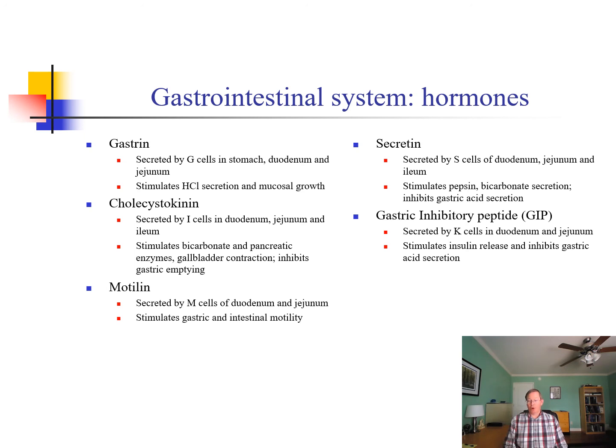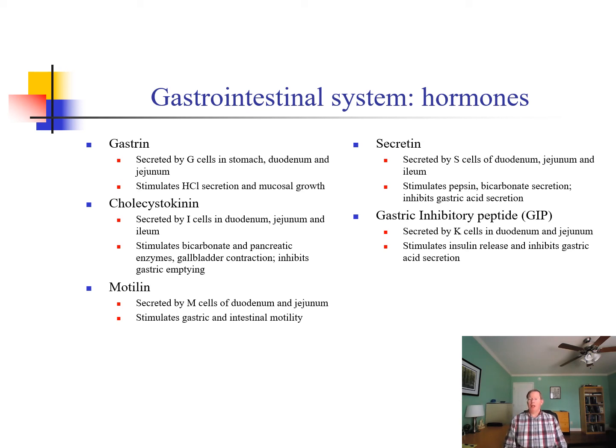It also is involved in gallbladder contraction. Gallbladder is going to be a storage component for bile, which is basically a detergent that helps with the breaking down of lipids, and it inhibits gastric emptying. So CCK or cholecystokinin has several functions. Motilin, secreted by M cells in the duodenum and the jejunum, stimulates gastric and intestinal motility. It's nice because the name implies what it actually does, and even the cells that it's secreted from.